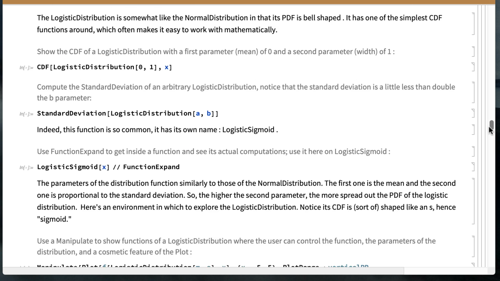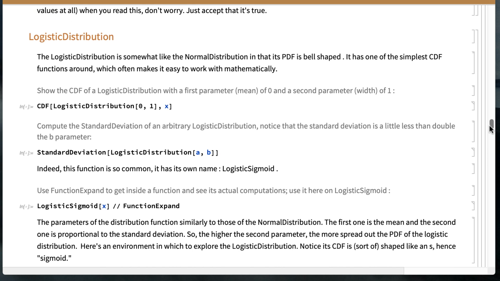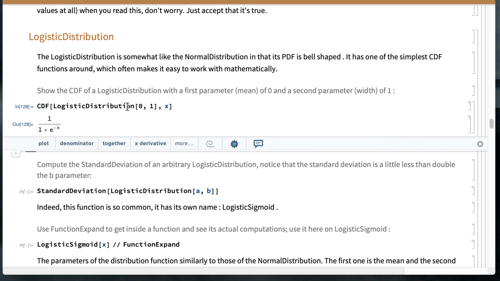That's chi-square. Next member of the cast, the logistic distribution. The logistic distribution is a lot like the normal distribution in that its PDF is bell-shaped. One of the reasons people like the logistic distribution is that its CDF has a very simple expression. It's just 1 over 1 plus e to the negative x. So you do have to cope with that little pesky e thing, but otherwise it's a pretty simple formula.